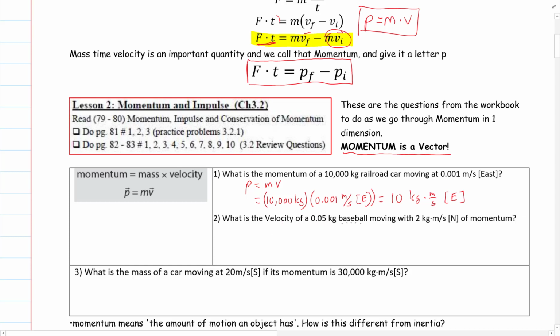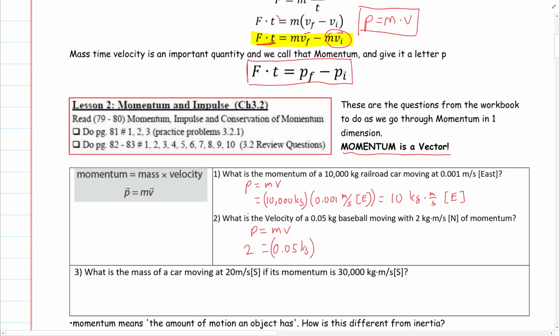What is the velocity of a 0.05 kilogram baseball with 2 kilogram meters per second north of momentum? Okay, we're given the momentum and the mass. So this is just, again, easy math. P equals mv. Just get a couple practices using this simple formula. So P is 2, and M is 0.05.